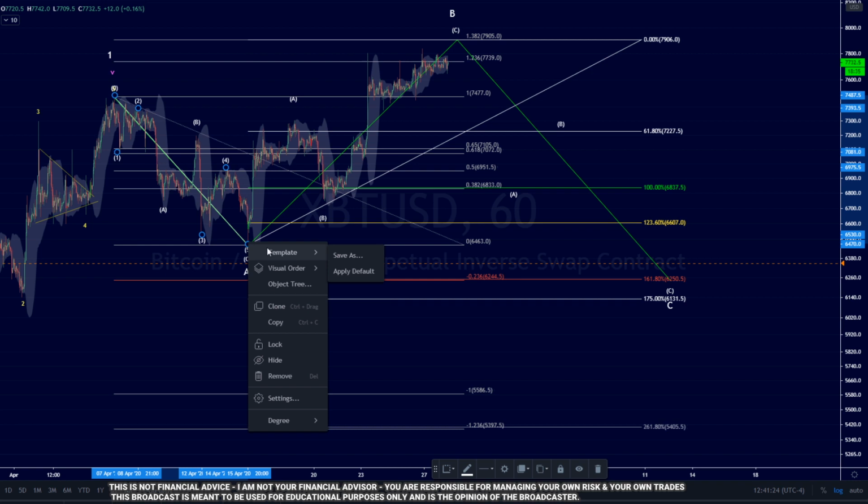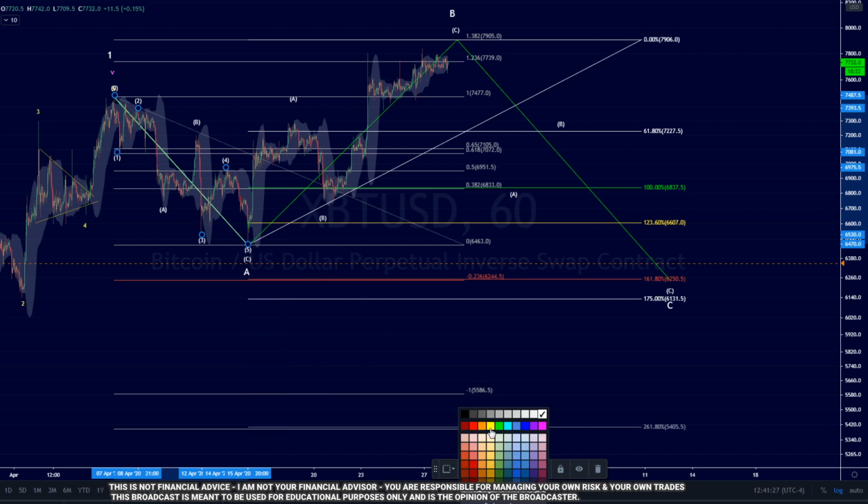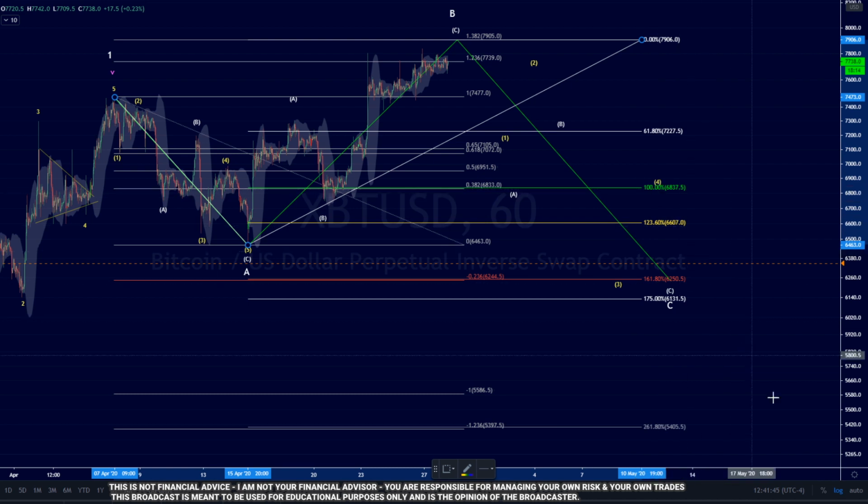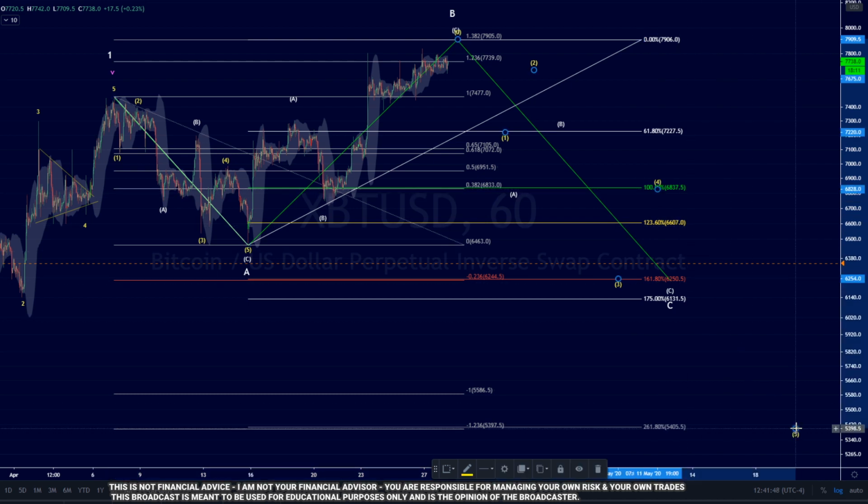So that's an alternate count. I'm going to just go ahead and color this one yellow because that's an alternate count. So if we're going to have a 5, 3, 5, then what we're going to eventually see here, probably, is a 1, a 2, a 3, and then a 4, and then we're going to see a 5 wave. Okay, that's going to be the count where we could see an alternate to get lower prices. Right now I'm interested in anywhere between 6,000 and 6,500. That is where my level of interest is.